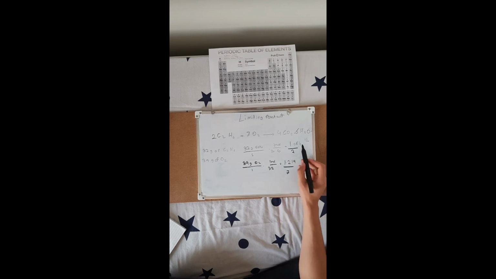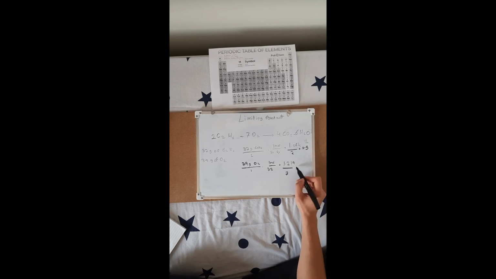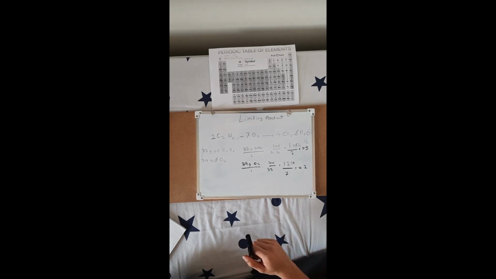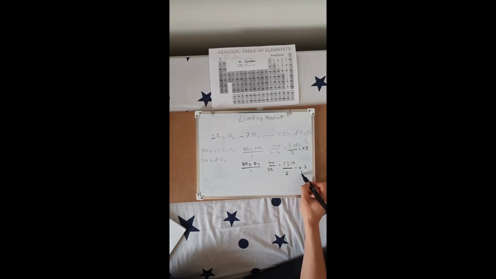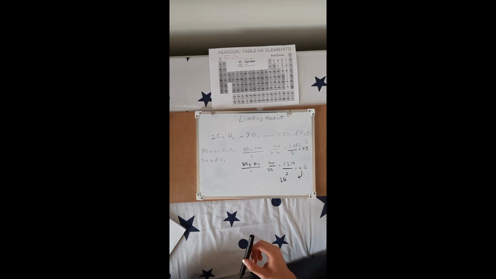We'll have 0.5 here and here 0.2. Now that's what we can use to determine the limiting reactant. This means that the O2 actually is the limiting reactant, and the C2H6 is the excess reactant.